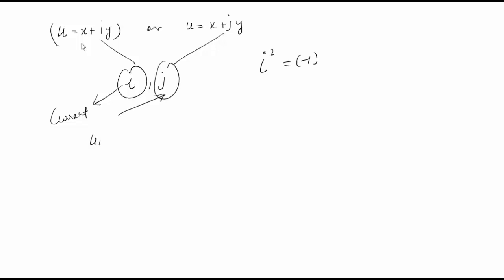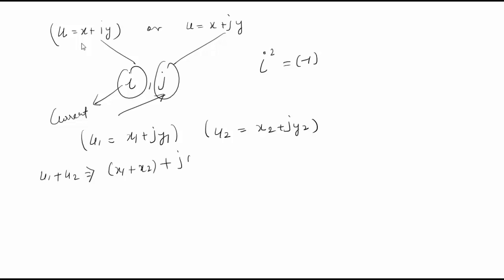So if I have one number given by u1 is equal to x1 plus jy1, and the other number given by u2 is equal to x2 plus jy2, it's possible to do the addition of both these numbers such that u1 plus u2 will give x1 plus x2 plus j(y1 plus y2), which is simple algebraic addition, while u1 minus u2 will give x1 minus x2 plus j(y1 minus y2).